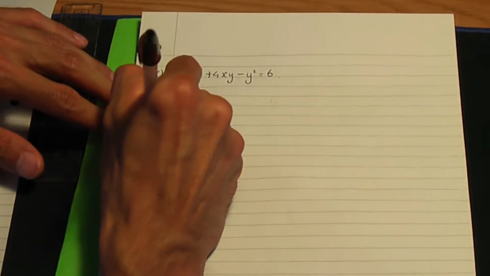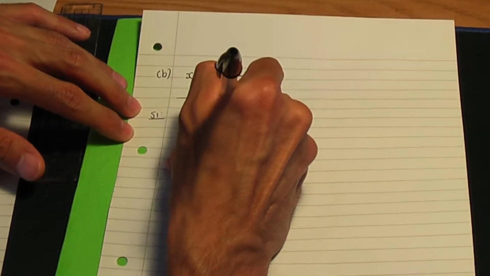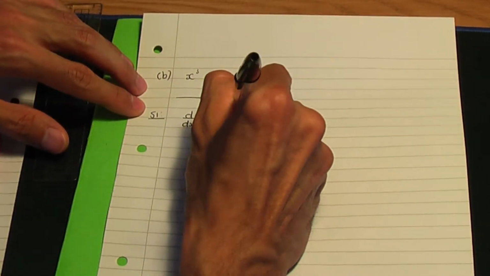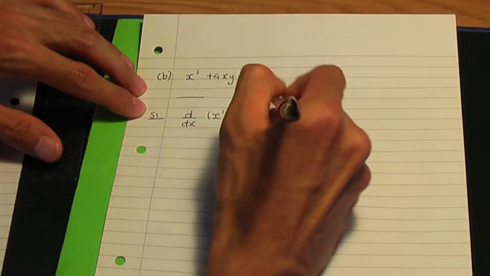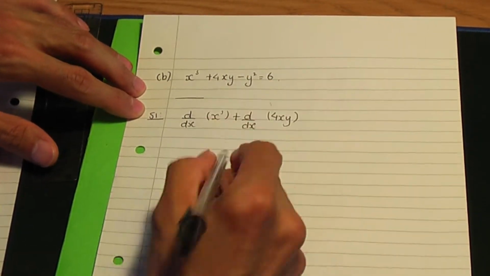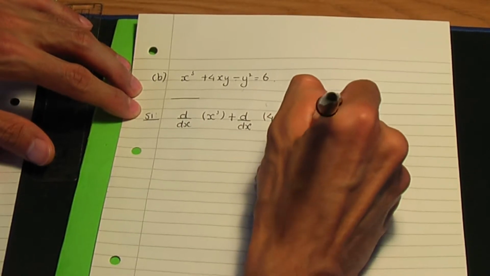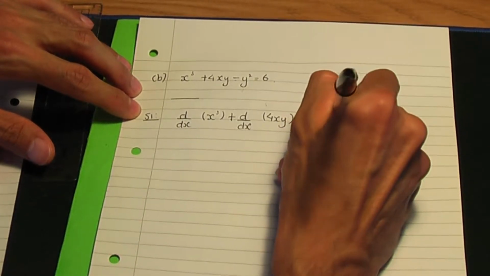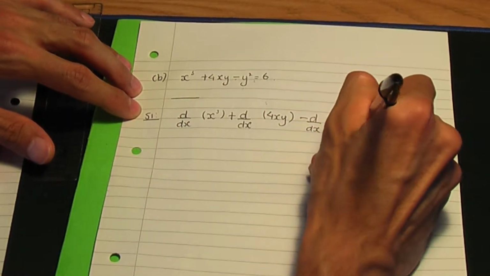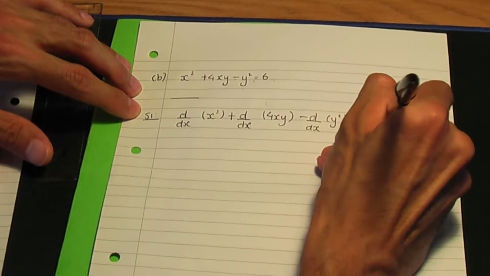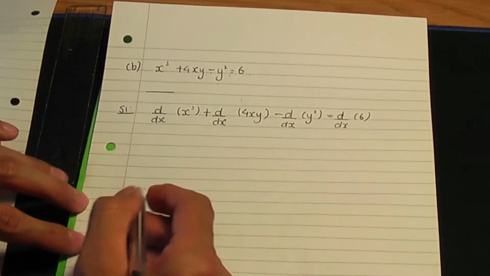So in step number 1, we need d by dx of the first term, x cubed, plus, so write down a plus, we need d by dx of the term 4xy, minus, so here's a minus, we need d by dx of y squared, and that is equal to, we need d by dx of 6 on the right hand side also. Okay, so step number 1, differentiate each term with respect to x.